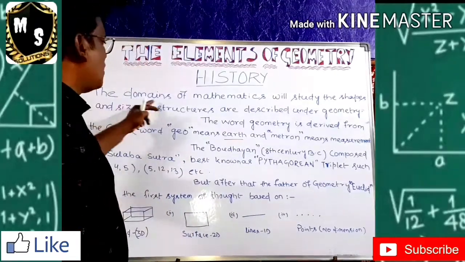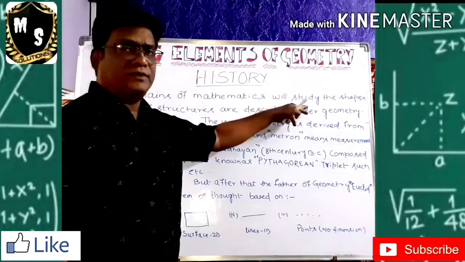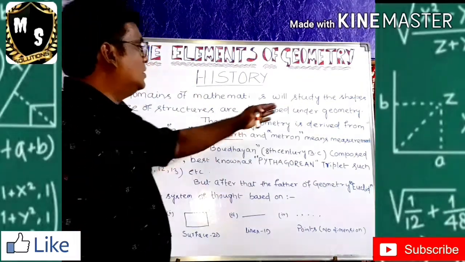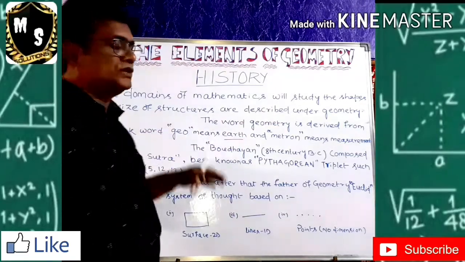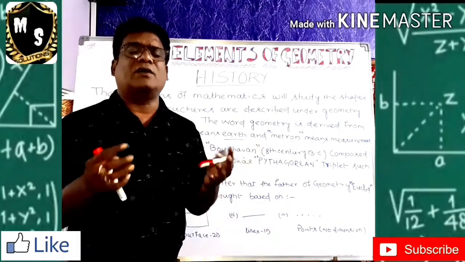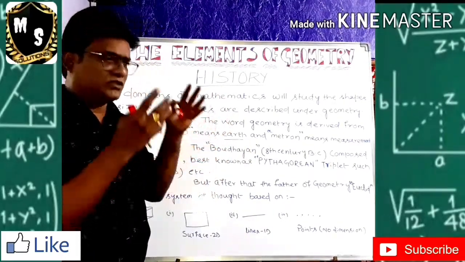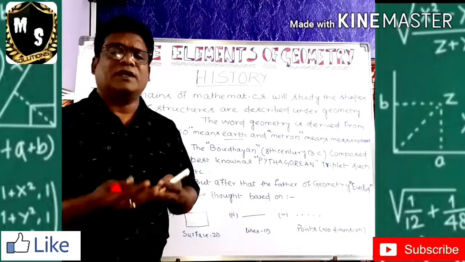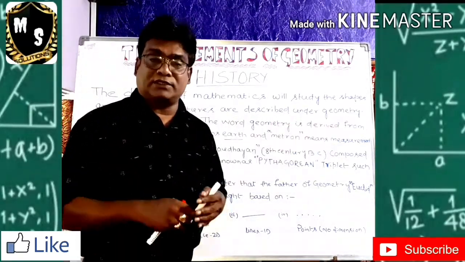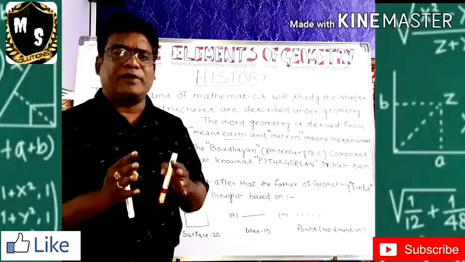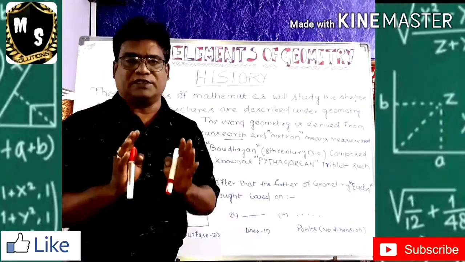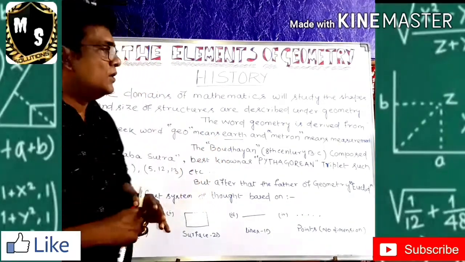See, the main cause of the domain of mathematics is to study the shapes and sizes of structures. Mathematics wants to know the shape and the size of the structure. What is the structure? What should be the shape? What is the size of it? All of this can be described under geometry. So under the branch called geometry, we discuss the shape and size of objects or solids. Understood now?